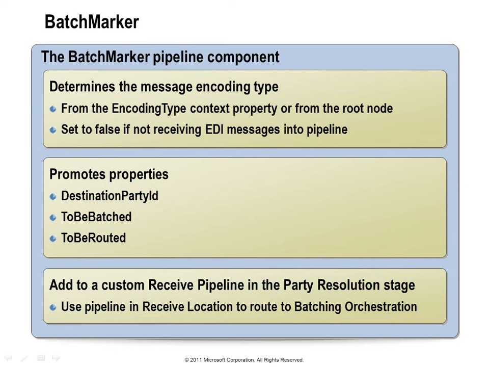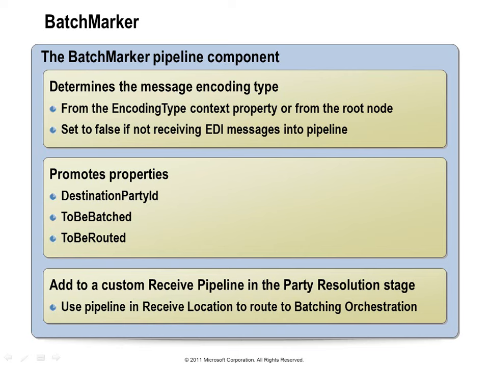As I said, that batch marker component is important. It needs to be in a receive pipeline anytime you're receiving messages that you want to be included in the batch. Now, you may be processing EDI documents on the receive, but you might also be processing flat files or XML documents. And so if you're not receiving EDI messages, it's important on that marker to set the property that indicates that it shouldn't check that encoding type, because that will only make sense if it's using the EDI messages and can find those values in there.